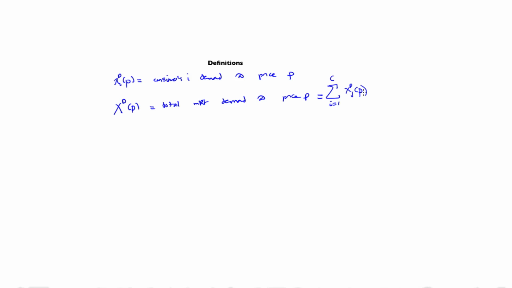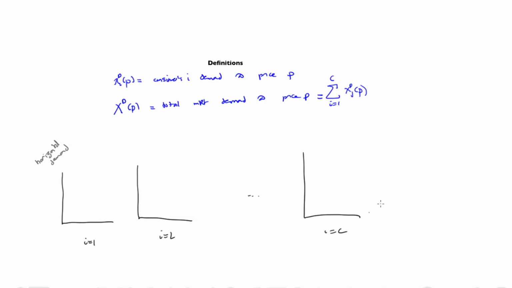One thing that is very useful, to know how to compute it, is the concept of horizontal demand. The idea goes as follows: suppose that we have a bunch of consumers, let's say consumer 1, consumer 2, up to consumer capital C, and we want to construct the aggregate demand. So this is the total for the market.